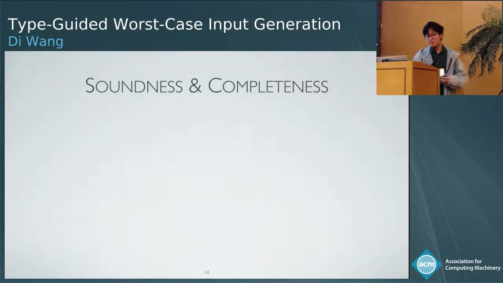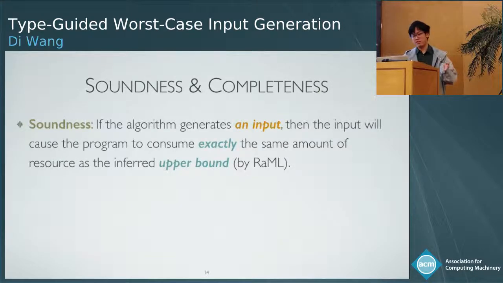Besides pruning the search space, our algorithm also enjoys theoretical guarantees. The first one is soundness. It says that if our algorithm generates an input, then the input will cause the program to consume exactly the same amount of resource as the inferred upper bound by resource-aware ML.